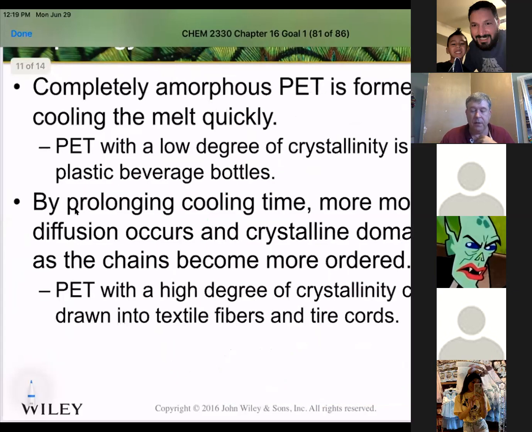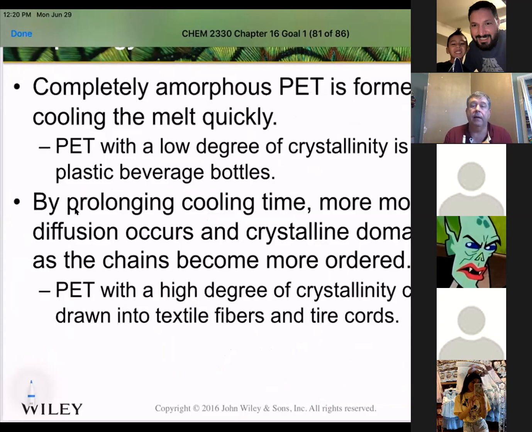Okay, so when completely amorphous PET is formed by cooling it very quickly, it gives you very transparent things like plastic bottles. So when they do this, they take a blank and they blow it into a mold and they cool that mold down very quickly. And that gives it that clear color, okay?